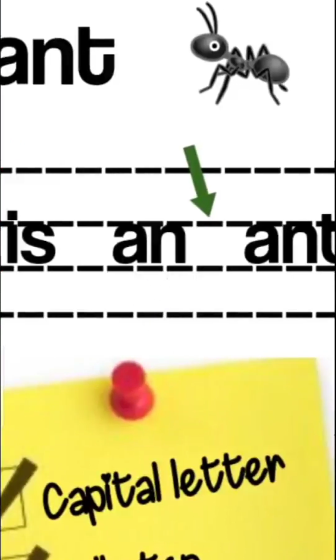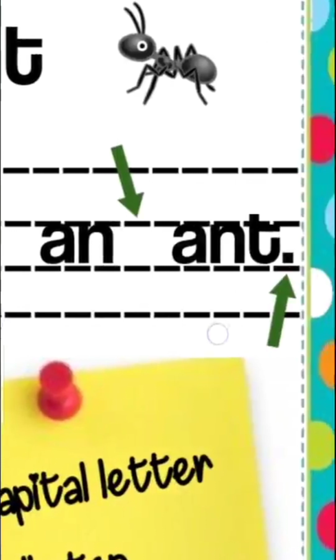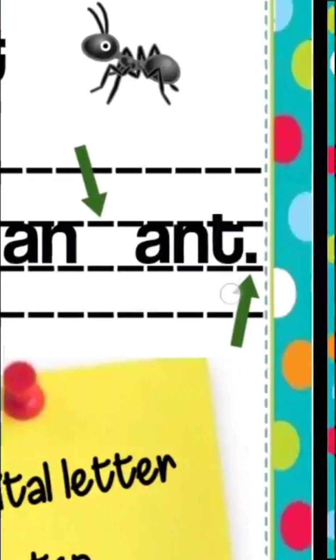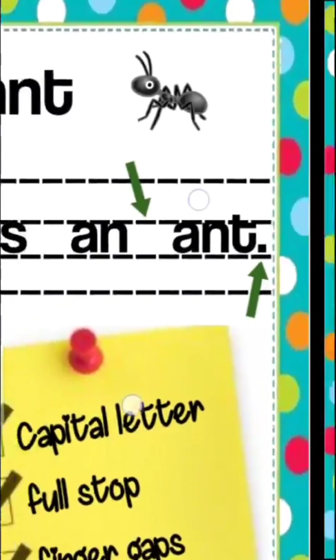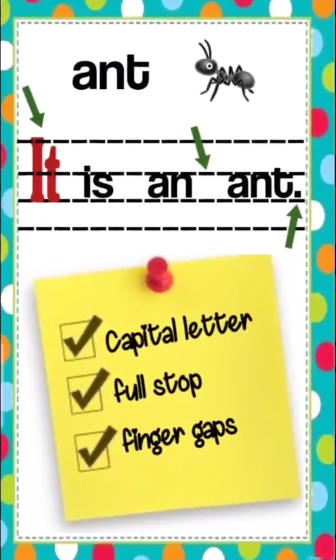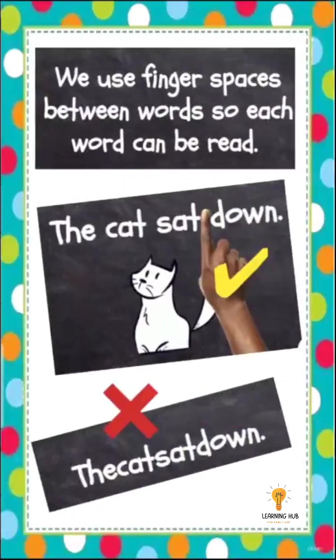A-N, it is an. Then again a finger gap between 2 spellings. It is an ant. Then you will put a full stop at the end of a sentence. It means the sentence is completed. It is an ant. We use finger spaces between words so each word can be read.